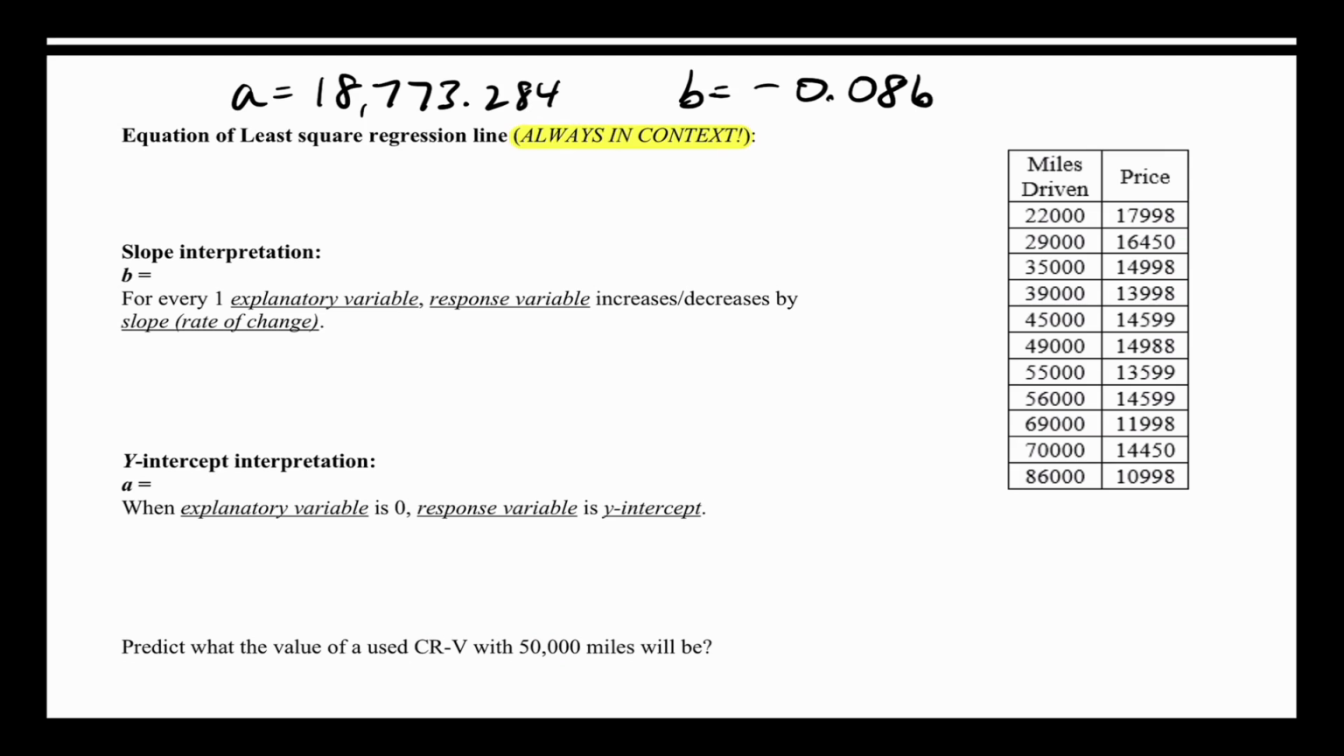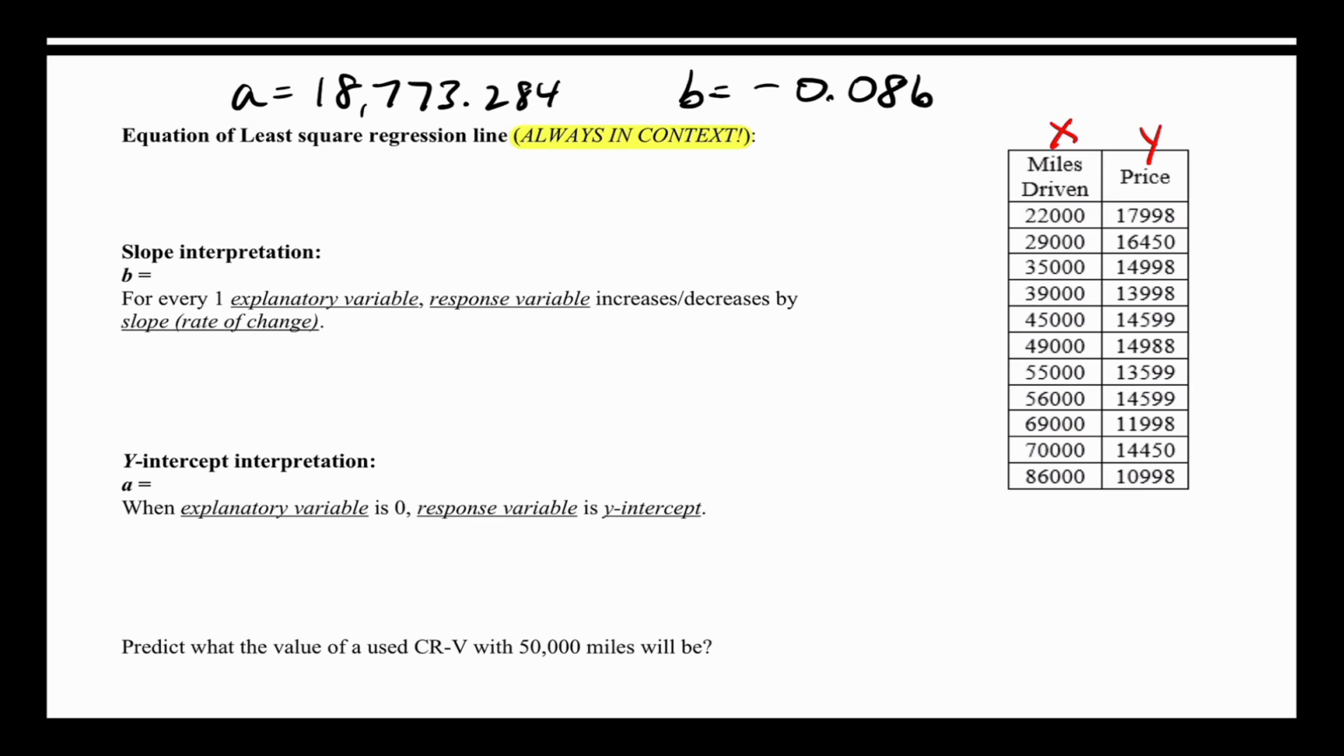So miles driven. Which one is miles driven? X or Y? X. Price is Y, right? That's what we said last week, and it's still the same. Why does this guy have a Y hat? I know what Y is. Y is price. But what does the hat mean when there's a hat on top of the Y? Say it. It's the predicted value. It's not the actual value. The actual value is listed here, right? Those are the numbers. It's the predicted value.